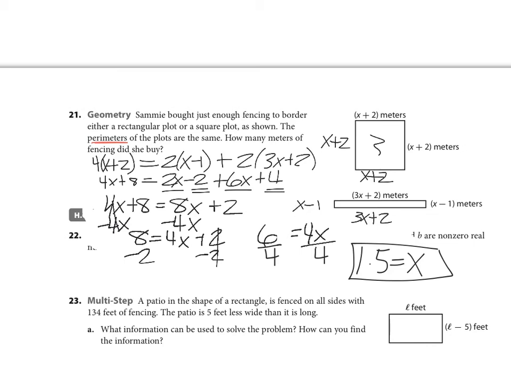Now, that's not how many meters of fencing, that's what x is. So then what I have to do is go back and plug it in. So if I go back and plug it in, that's going to give me 1.5 plus 2 is 3.5. I multiply that times 4 because it has 4 sides. And that's 12 and 2, so that'd be 14 meters of fencing. Now a good thing to do would be do it down here and make sure you get 14.